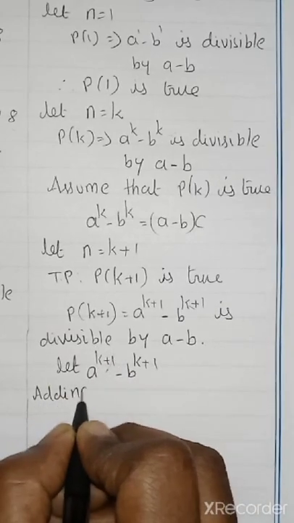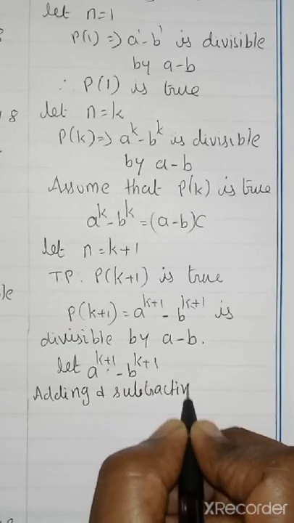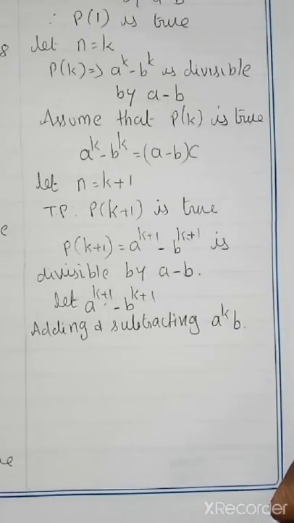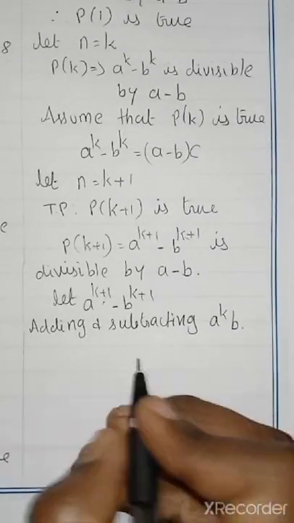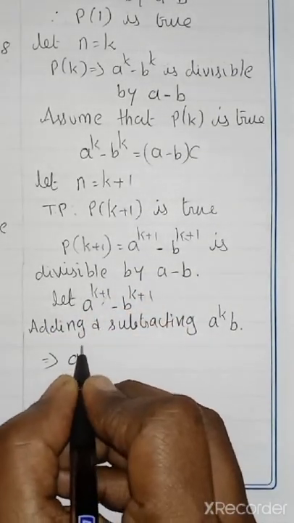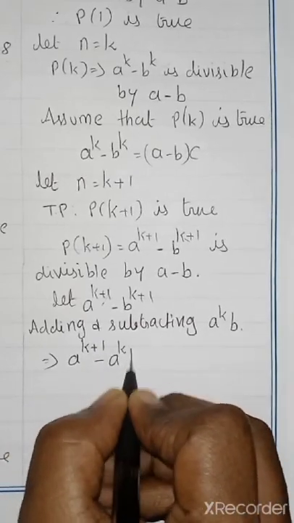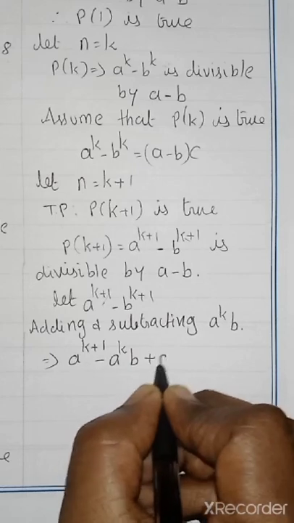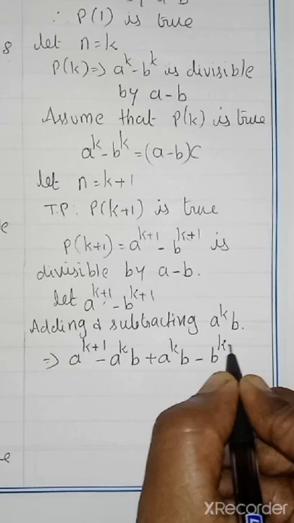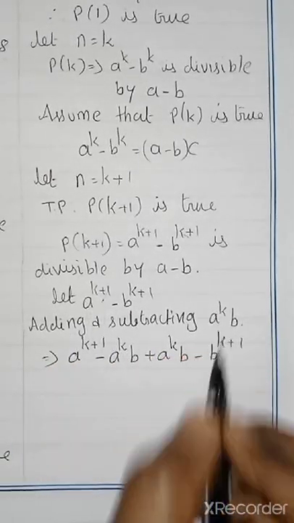So what we are going to do is add and subtract a power k into b. Okay, so how will this change? A power k plus 1 minus a power k into b plus a power k into b, and the last term minus b power k plus 1. Okay, in the two terms' order we have added and subtracted a power k into b.